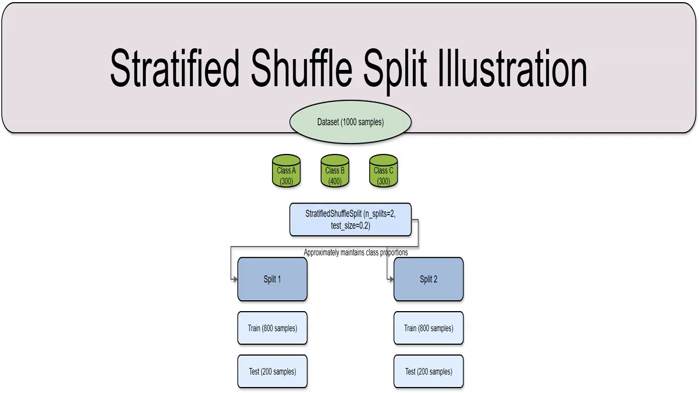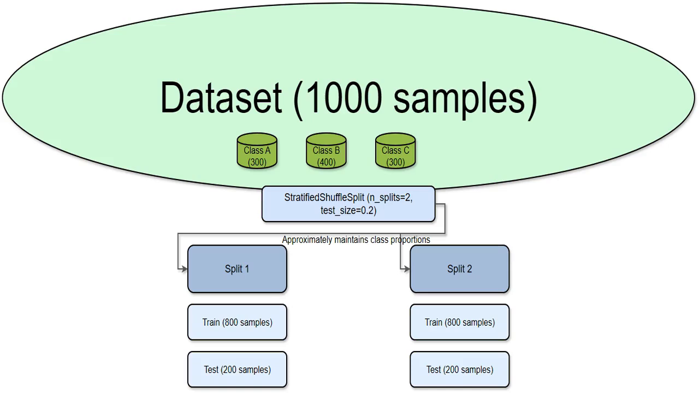It's a way to split data while keeping the proportions of different groups, classes, the same in both the training and testing parts. We have a dataset with 1000 samples in total. Think of these as individual data points that we want to split into training and testing sets.